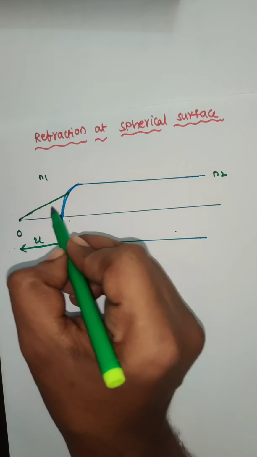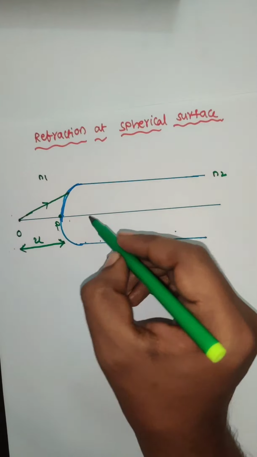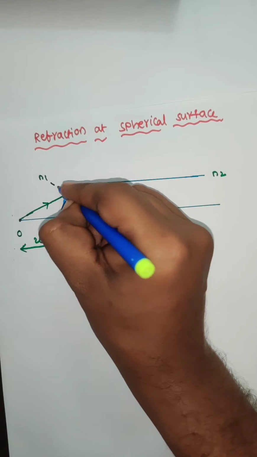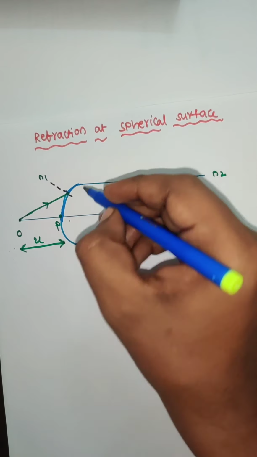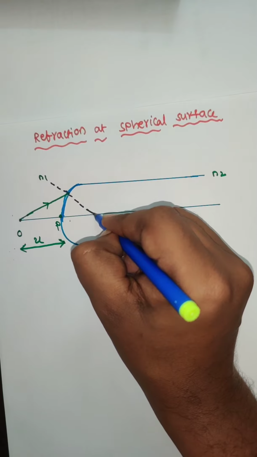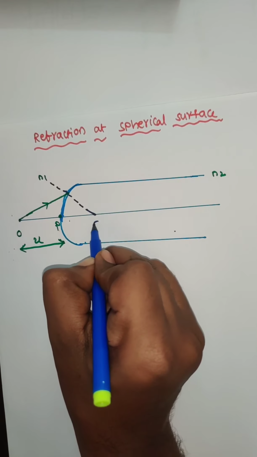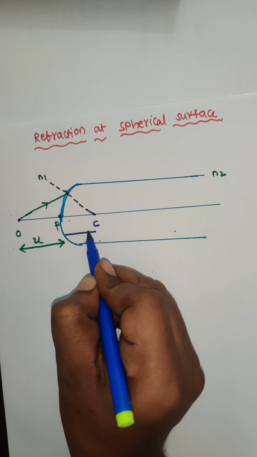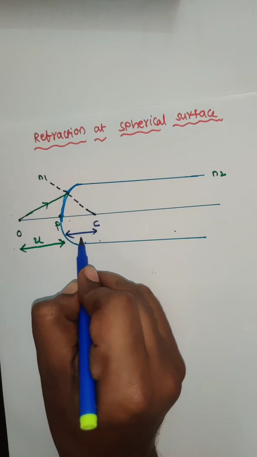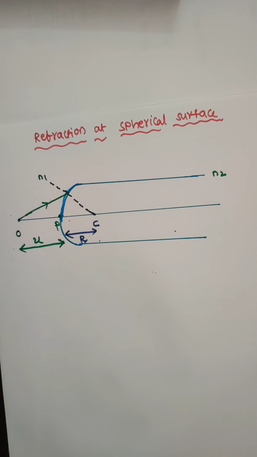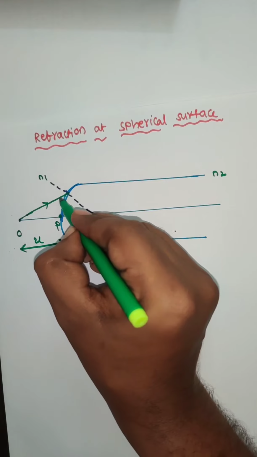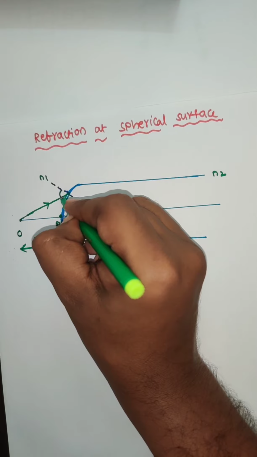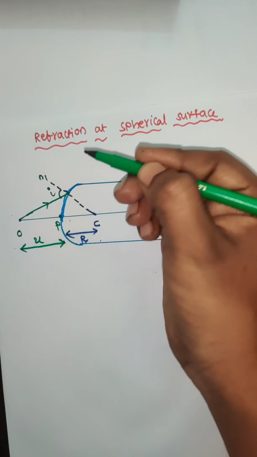at a spherical surface. At a spherical surface, if we draw one normal, this normal will pass through the center. The distance between the pole and the center is the radius of curvature, r. If we draw the normal, this is the incident ray, this is the normal. We know the angle between the normal and the incident ray is the angle of incidence.